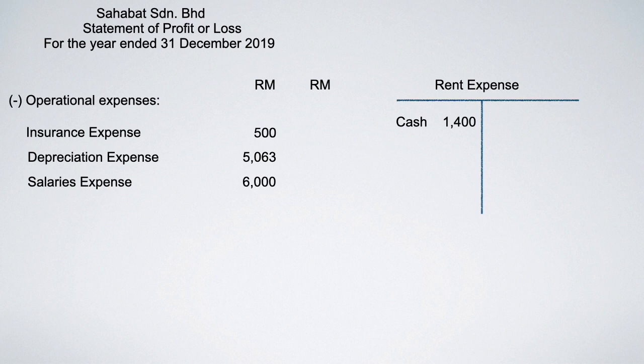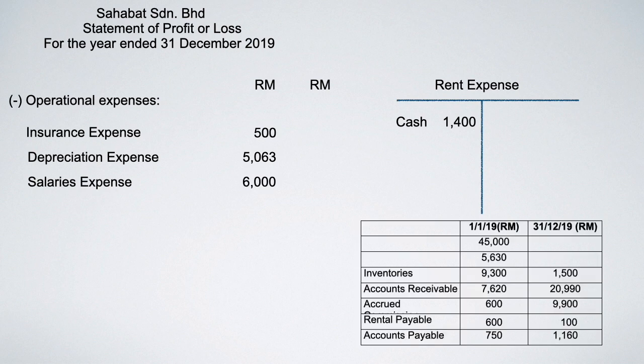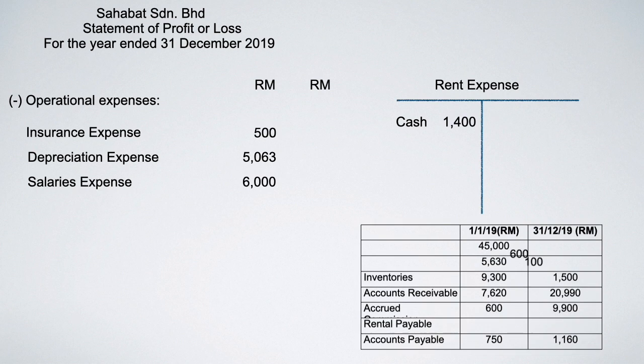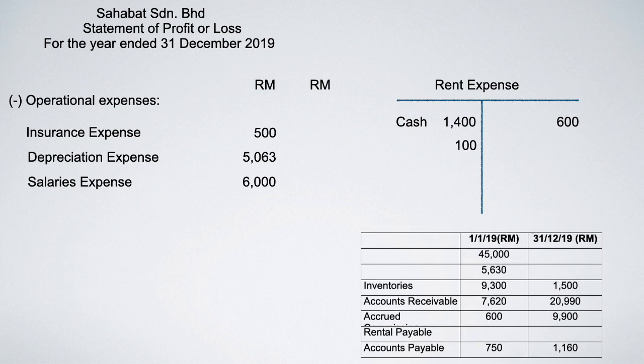Cash kita dah bayar cash sebanyak 1,400. Dekat debit kita letak debit sebab tadi dekat kredit kan duit keluar. Okay, sekarang rent expense, tengok di situ dekat rent expense. Ada maklumat pasal rent expense baki awal dengan baki akhir.